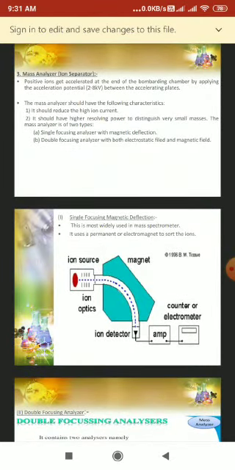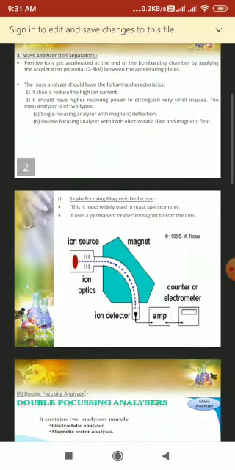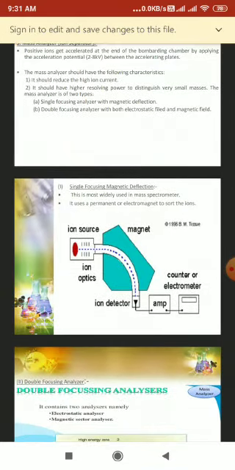This is most widely used in mass spectrometers. It uses a permanent magnet or electromagnet to sort the ions. The separation of ions is based on the principle of velocity. Focusing means focusing of all ions of the same mass and initial deflection, but different velocities, by employing successively electric and magnetic fields.